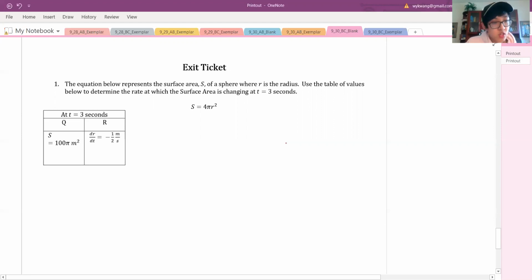Okay, so cool. I'm going to switch up the values really quick. So let's say this is going to be 50 pi meters squared, and this is going to be -1 meter per second. So what do I know in this case? I already know that dr over dt is equal to -1 meters per second. I know S is equal to 50 pi meters squared. So the surface area is at 50 pi meters squared. I know t is equal to 3.